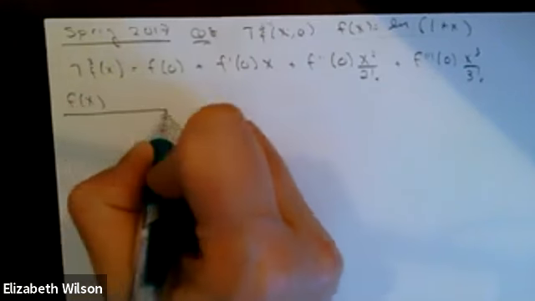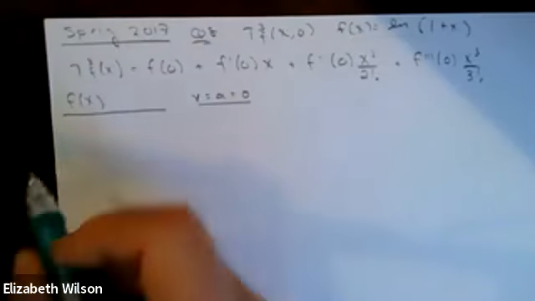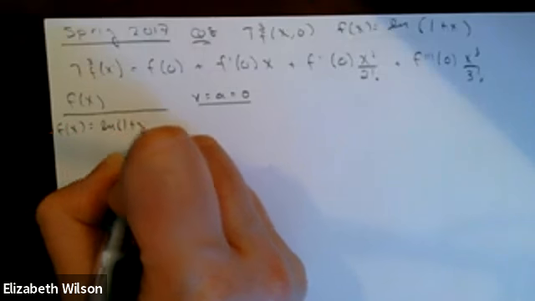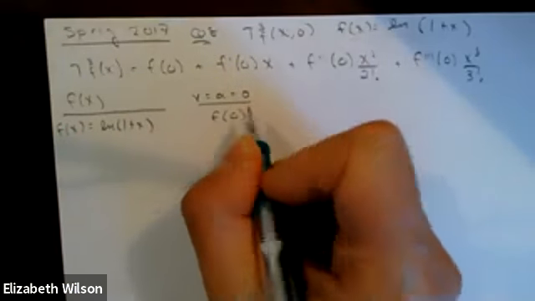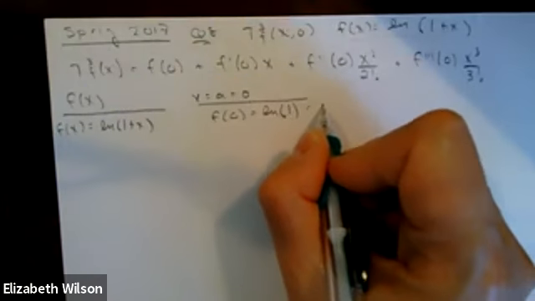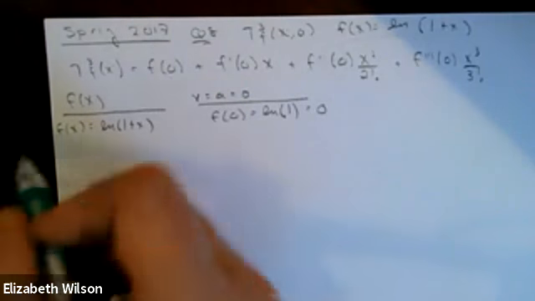Okay, so let's do our table. So my function, and then my x is equal to a, which in this case is equal to 0. My function itself is equal to the natural log of 1 plus x. When I evaluate my function at 0, I get the natural log of 1. The natural log of 1 is equal to 0. This is my first coefficient. It's going to go into that spot right there.